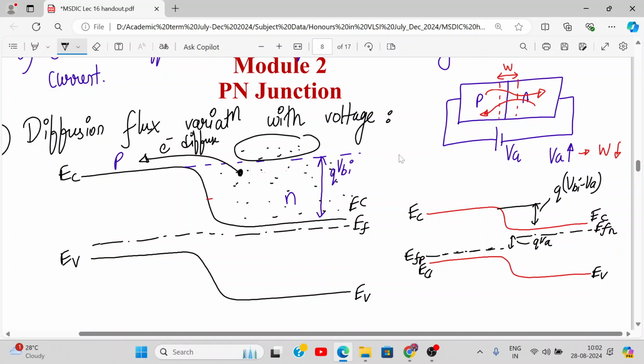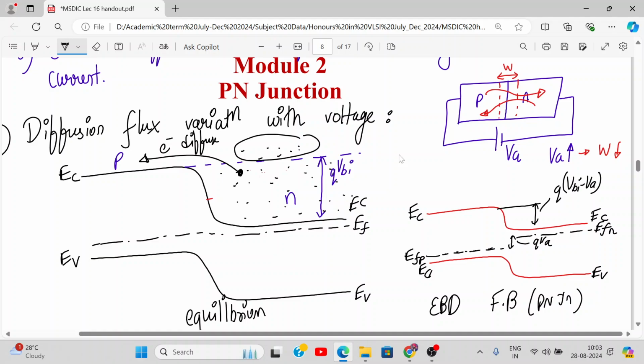All right. So that is the energy band diagram of a PN junction under forward bias. This is the energy band diagram, PN junction under equilibrium. Just draw this and keep it. This is under forward bias, energy band diagram of PN junction.